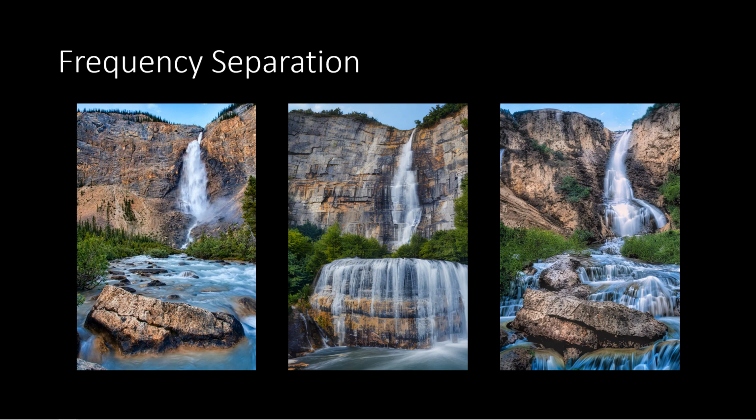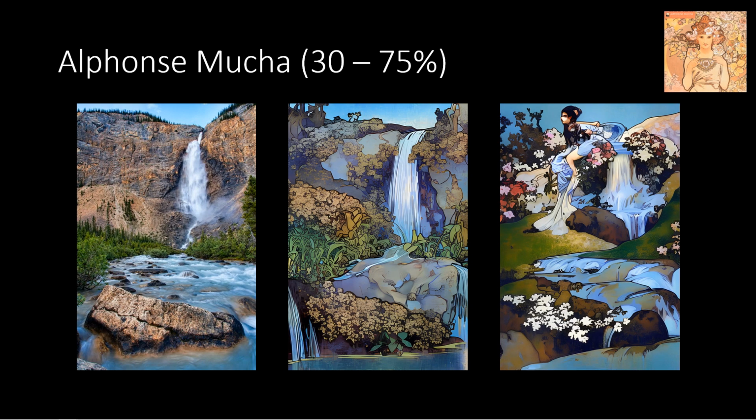Frequency separation. Now I included an artist. Let's use an artist. This is a popular artist on the platform. I put the image strength to 30% for the first one, 75% on the second one, which means it's going to be closer to the image or closer to the artist as I increase.